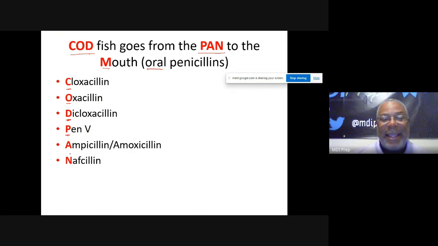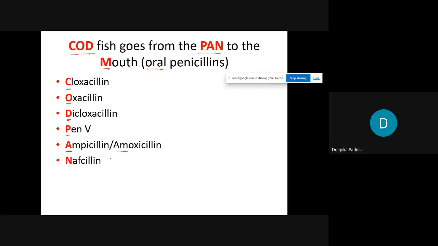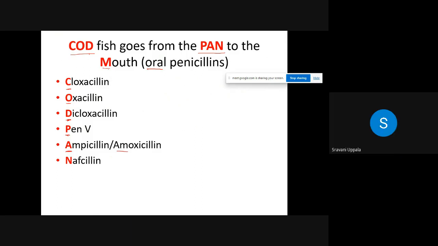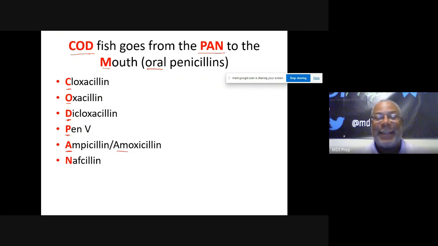Now, here, this is probably going to confuse you a little bit. Ampicillin and amoxicillin. Now, what did we just say about ampicillin? IV route of administration. So what do you know about ampicillin? It can be taken both orally and IV. Exactly. Very good. So it can be given both ways.